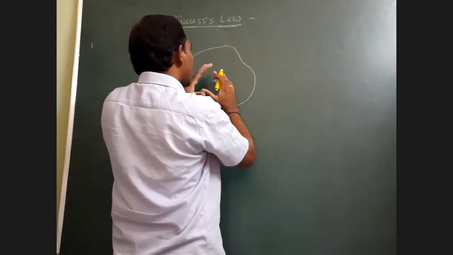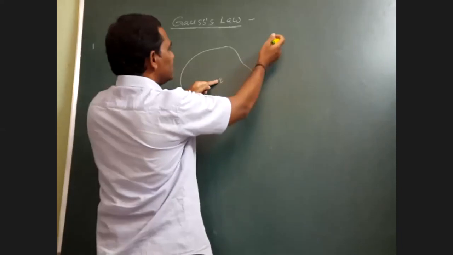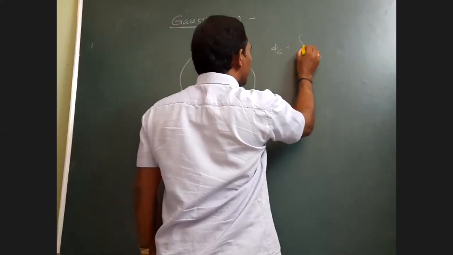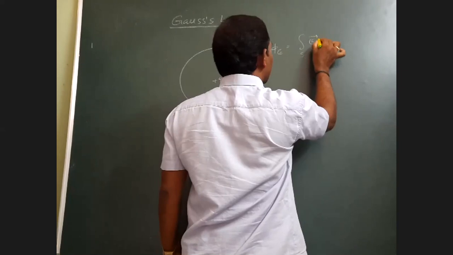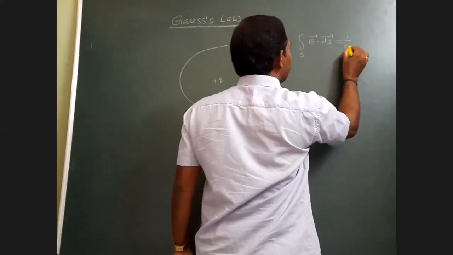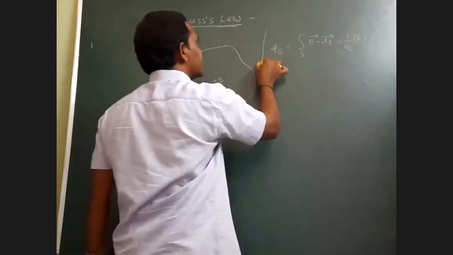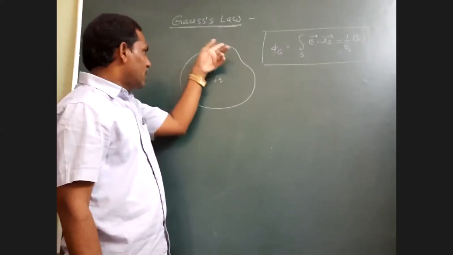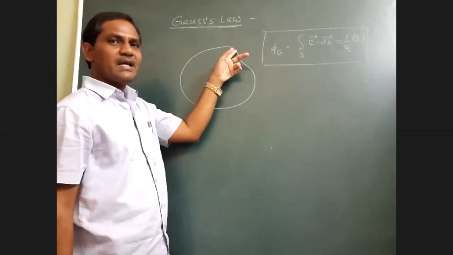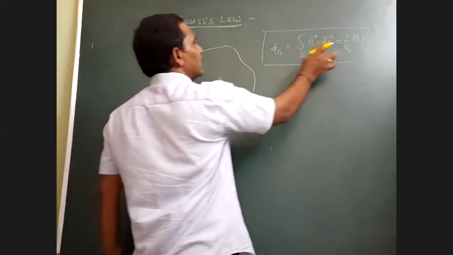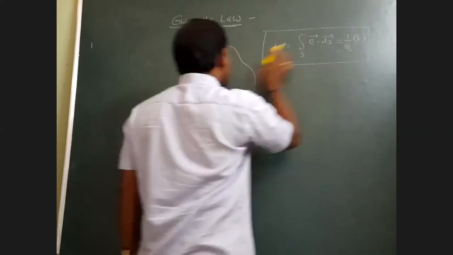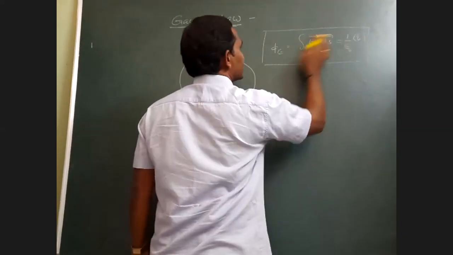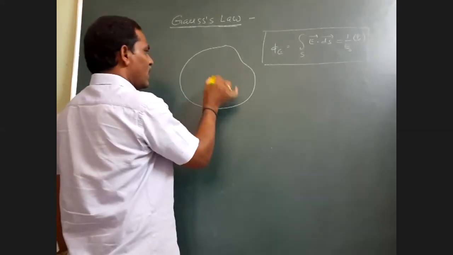The electric flux coming out through this closed surface, whatever we considered, we write as phi E equals the integral over S of E bar dot ds bar, which equals 1 by epsilon naught times the charge enclosed by that surface. This is the statement of Gauss law. The electric flux through the closed surface around a charge is equal to 1 by epsilon naught times the net charge enclosed by that surface. If there is no charge, then Q equals 0, and the flux is 0 because there are no lines of force.